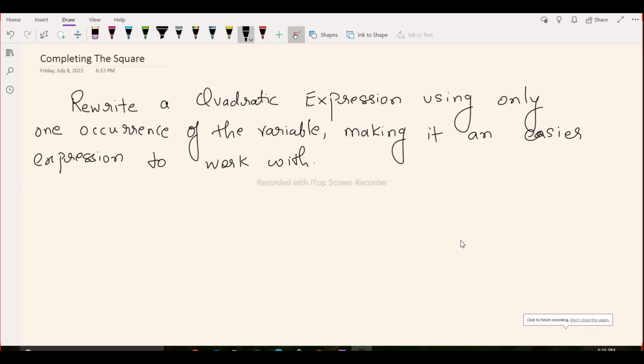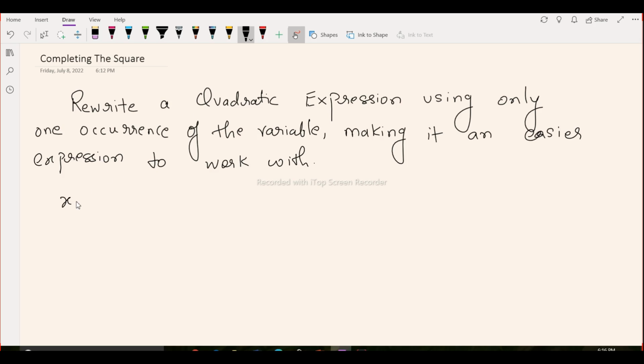So let's start off with the next method for solving a quadratic equation, and that is completing the square. So what exactly is this method? In this, what we do is we rewrite the quadratic expression using only one occurrence of the variable, and that makes it easier to work with. So the completing the square method is used to solve quadratic equations. It is also used in chapters like integration to make it easy to solve. So let's just see the basics of how to do this.